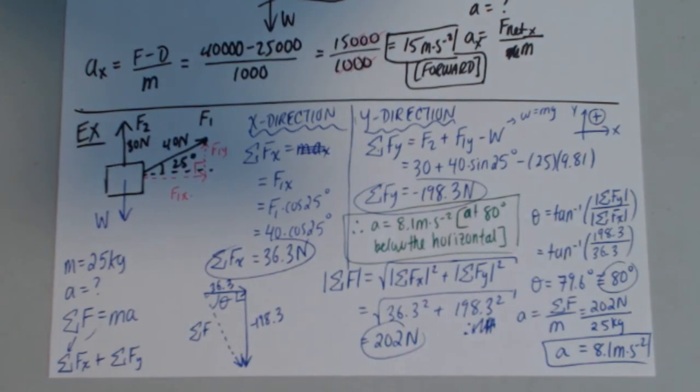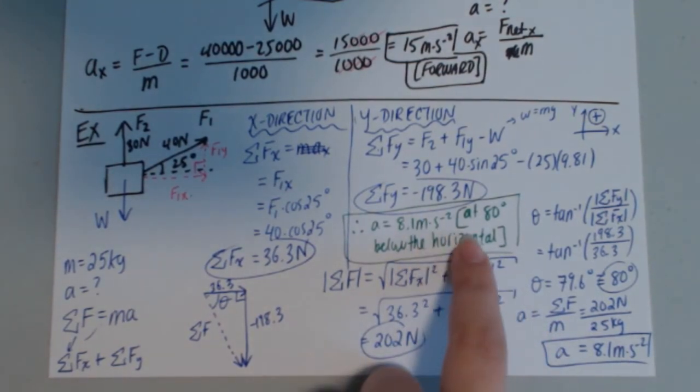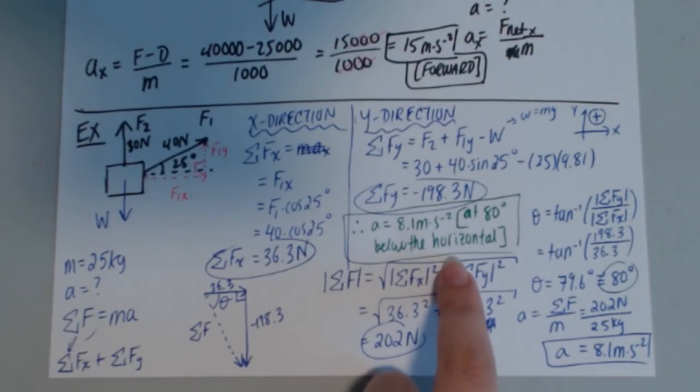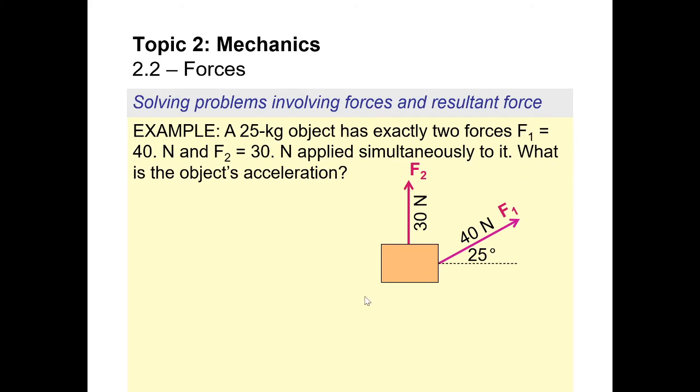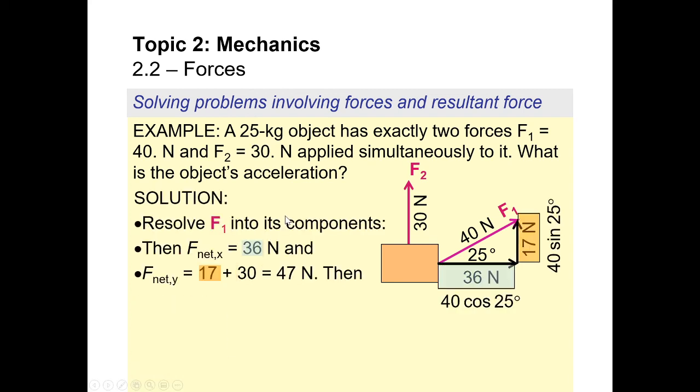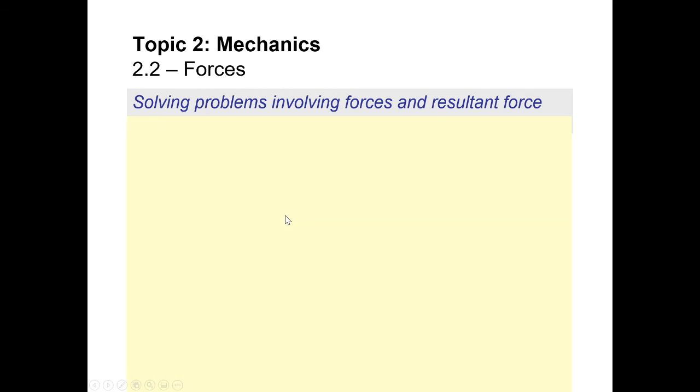Okay, so there is our problem solved. Remember, this number and this direction is not going to match what you have on the slides, because unfortunately in the slides they are ignoring the weight. But you have to include the weight. I mean, the object has a non-negligible mass, so it has to be there. All right, so that's why this number will not match up with what's here.